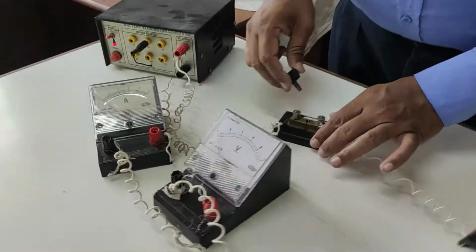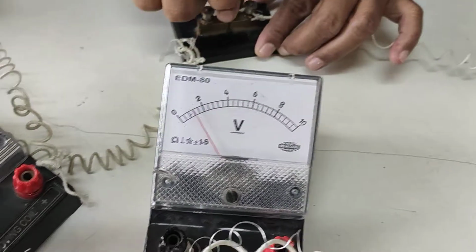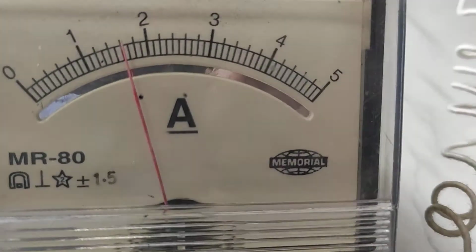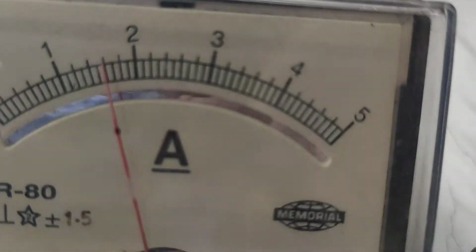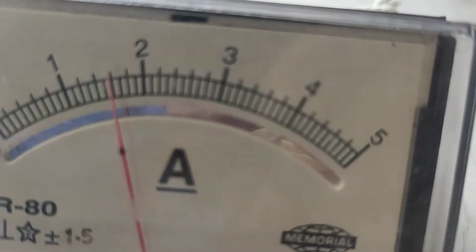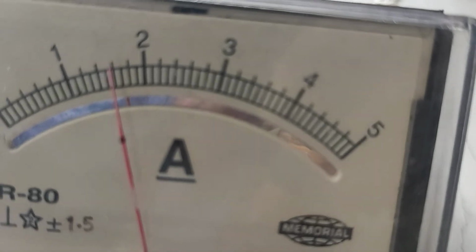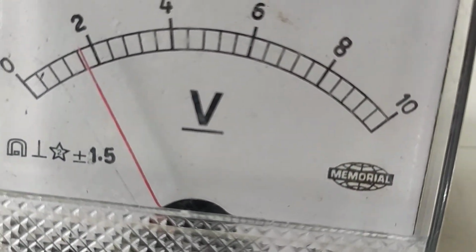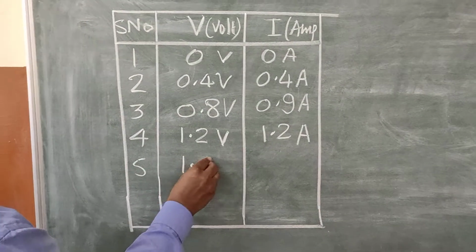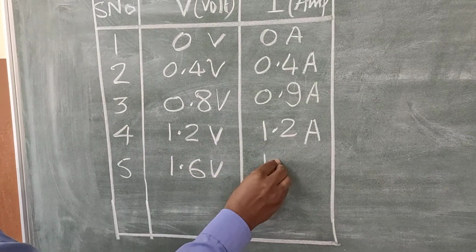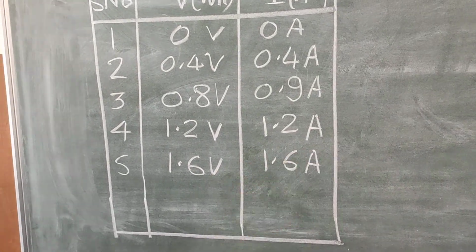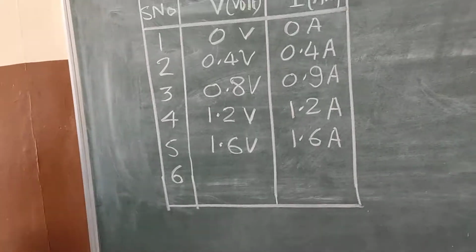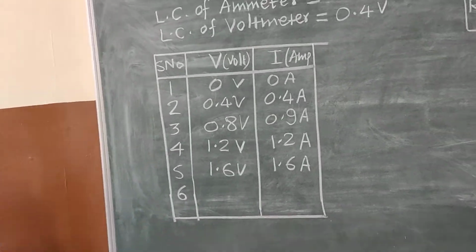We will take one more. Minimum 5 readings you have to take. Fourth line in the voltmeter, and 16 lines in the ammeter. Fourth line is 1.6 volt, and 16 is 1.6 ampere. We take one more reading, the last reading.